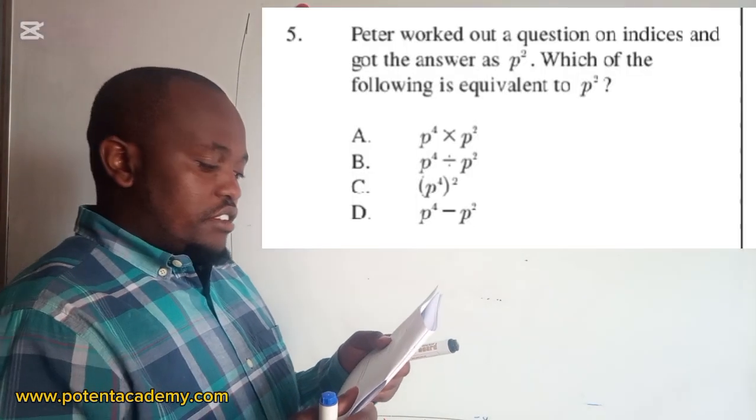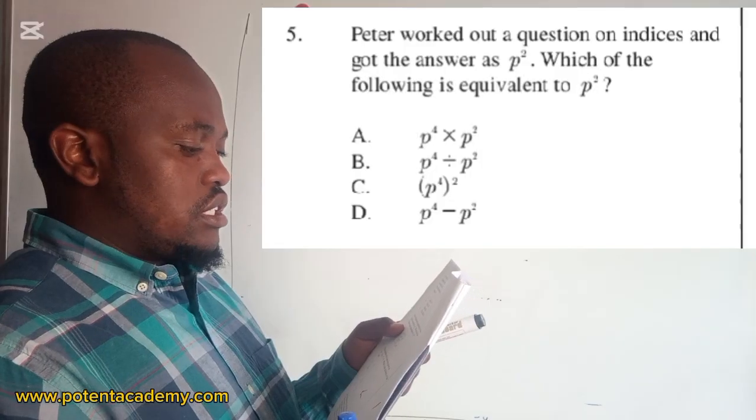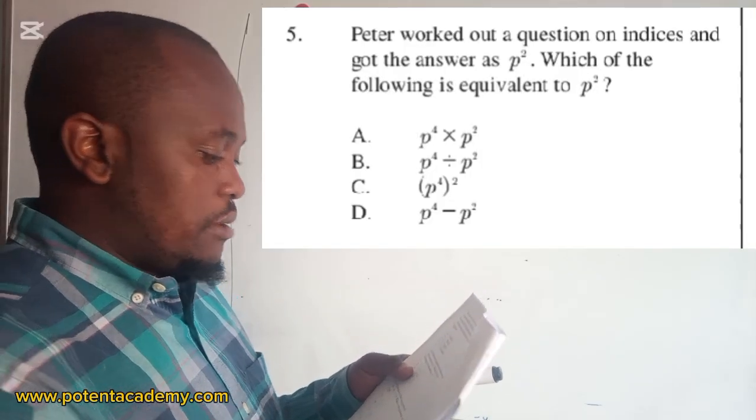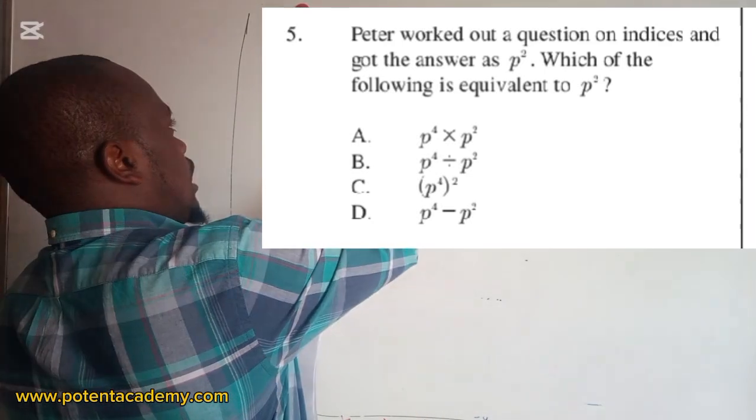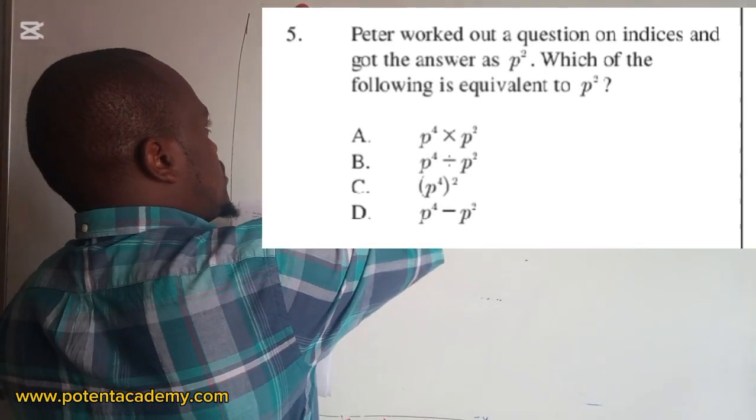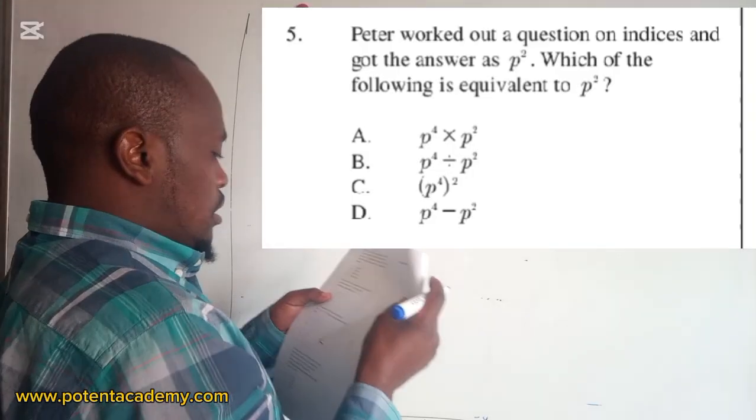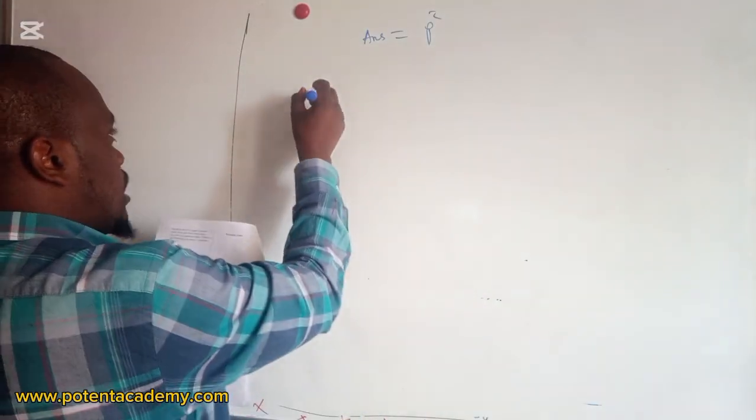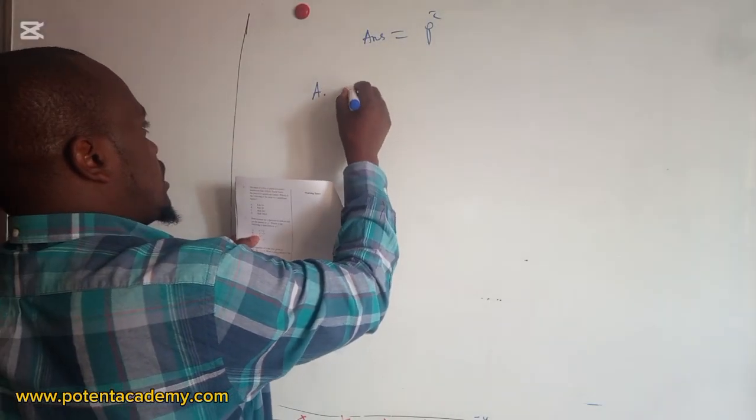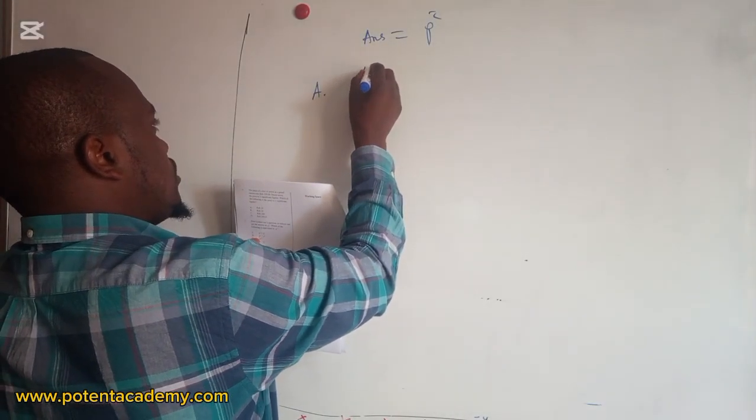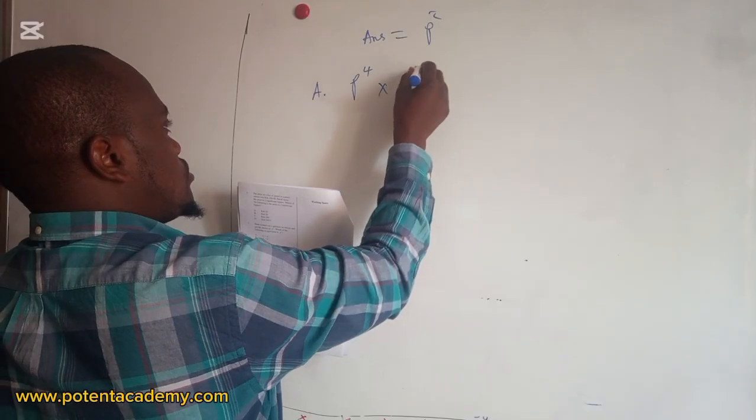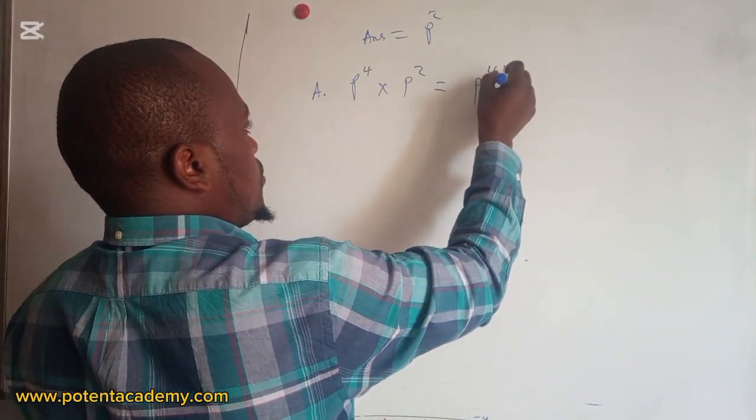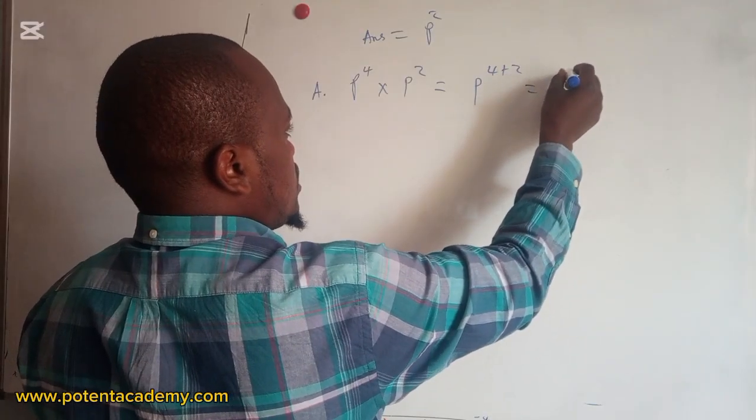Question 5. Peter worked out a question on indices and got the answer as p squared. Which of the following is equivalent to p squared? So you are given several options there. Let us work out A. When you are given p raised to 4 times p raised to 2, the answer here is p raised to 4 plus 2, which is p raised to 6.